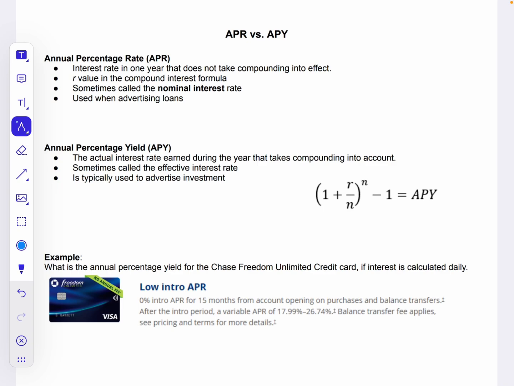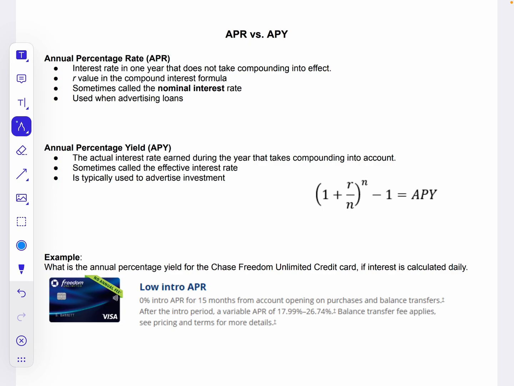APR versus APY. These are two abbreviations that you're going to see a lot when you start looking at investments and loans. And as someone dealing with money, it's really important you have a basic understanding of what the difference between these two terms are, so you know what the investment or loan is talking about. And where this comes from is because while, yes, we are given annual percentage rates, they're not necessarily what you're actually earning in that year.